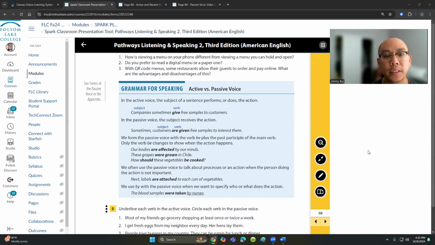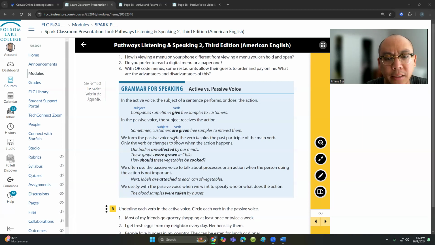In the active voice, the subject of a sentence performs or does the action. Companies sometimes give free samples to customers. In the passive voice, the subject receives the action. Sometimes customers are given free samples to interest them.